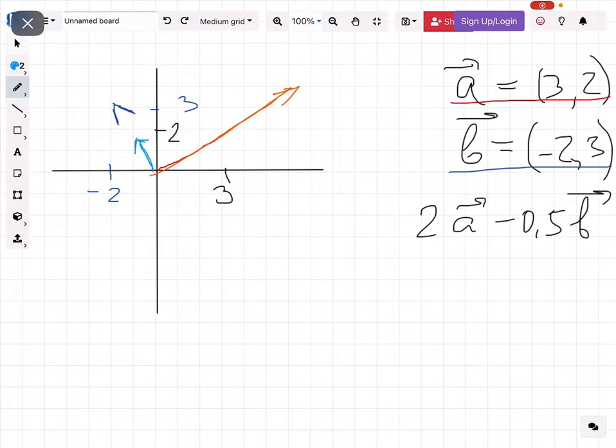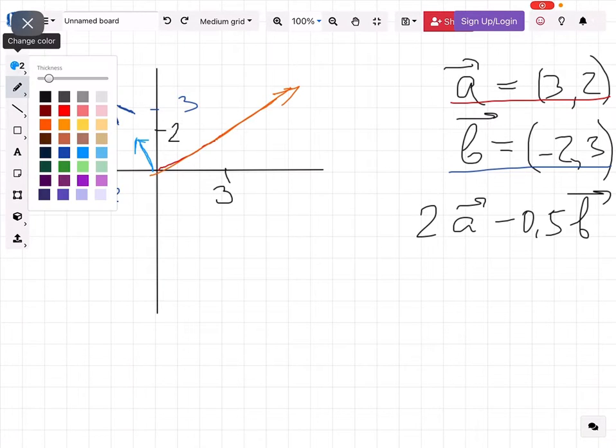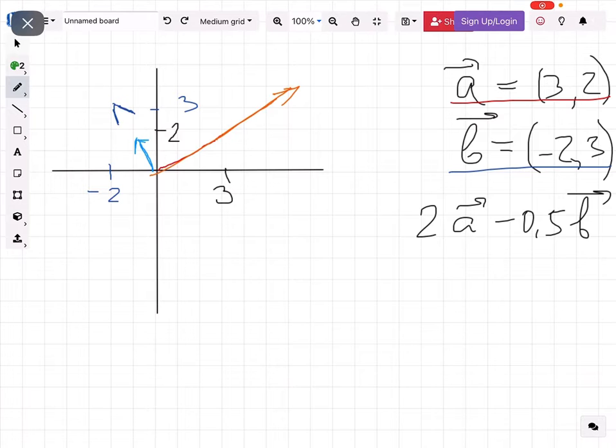So, and the next thing we need to do, we need to subtract the light blue vector from the orange vector. And the way we do it, let's make it green. That's the vector that connects the ends of those two vectors and goes towards the orange vector, okay? That's the vector we're looking for. It's 2A minus half B.